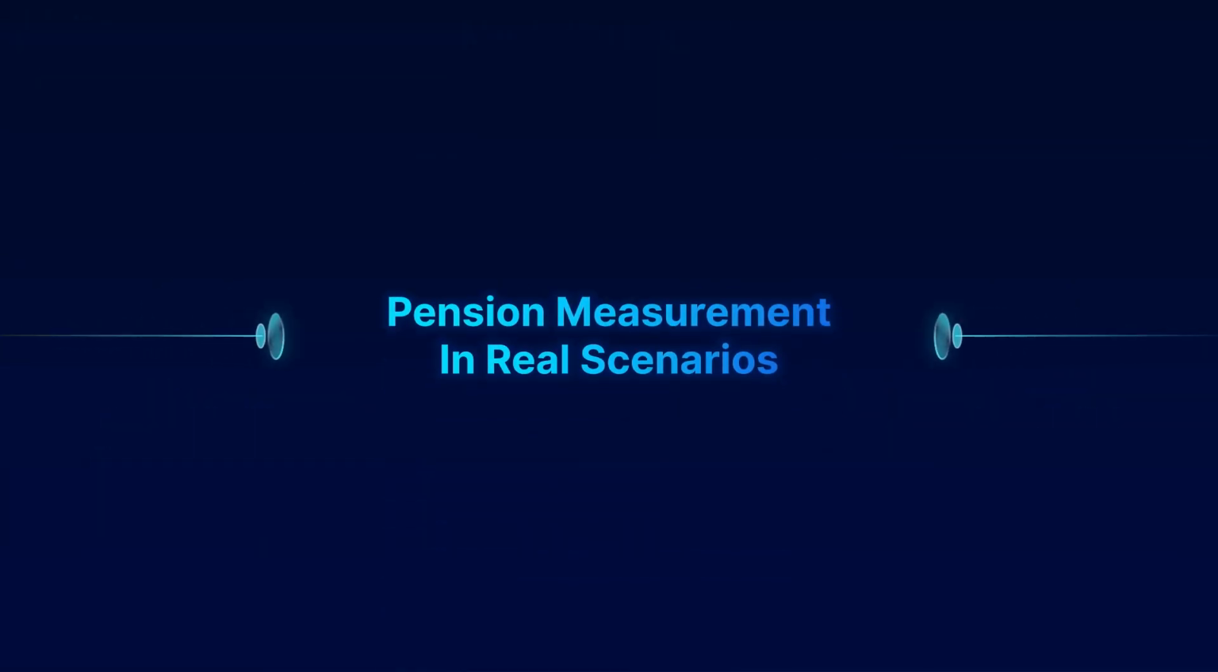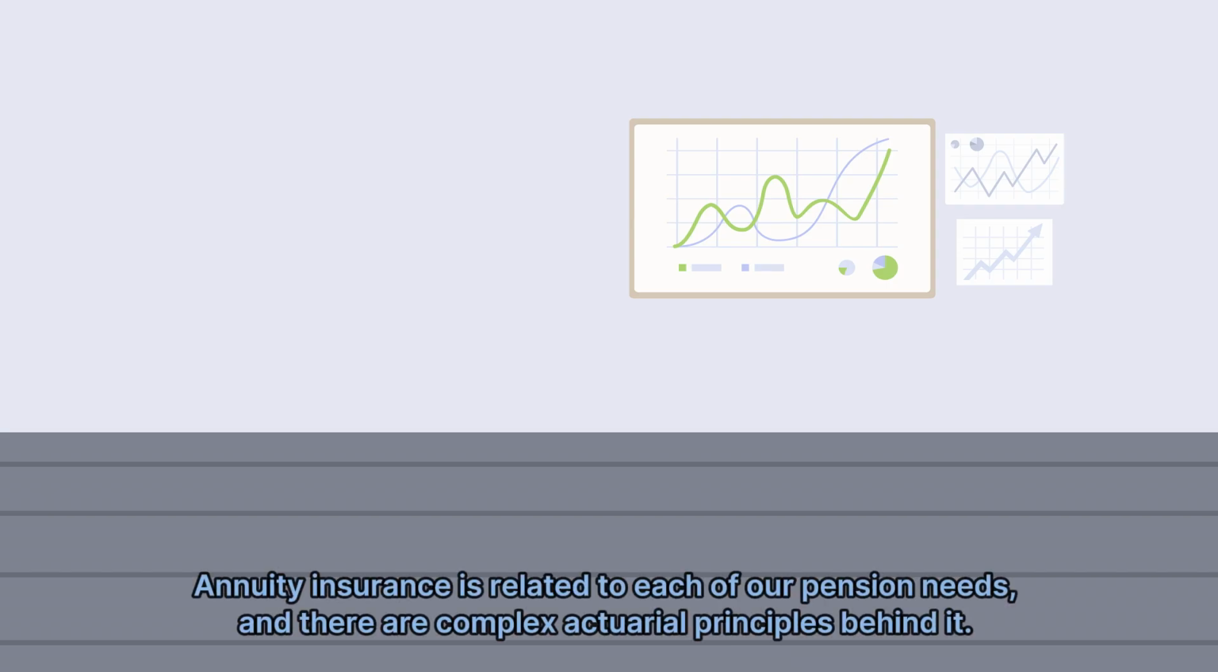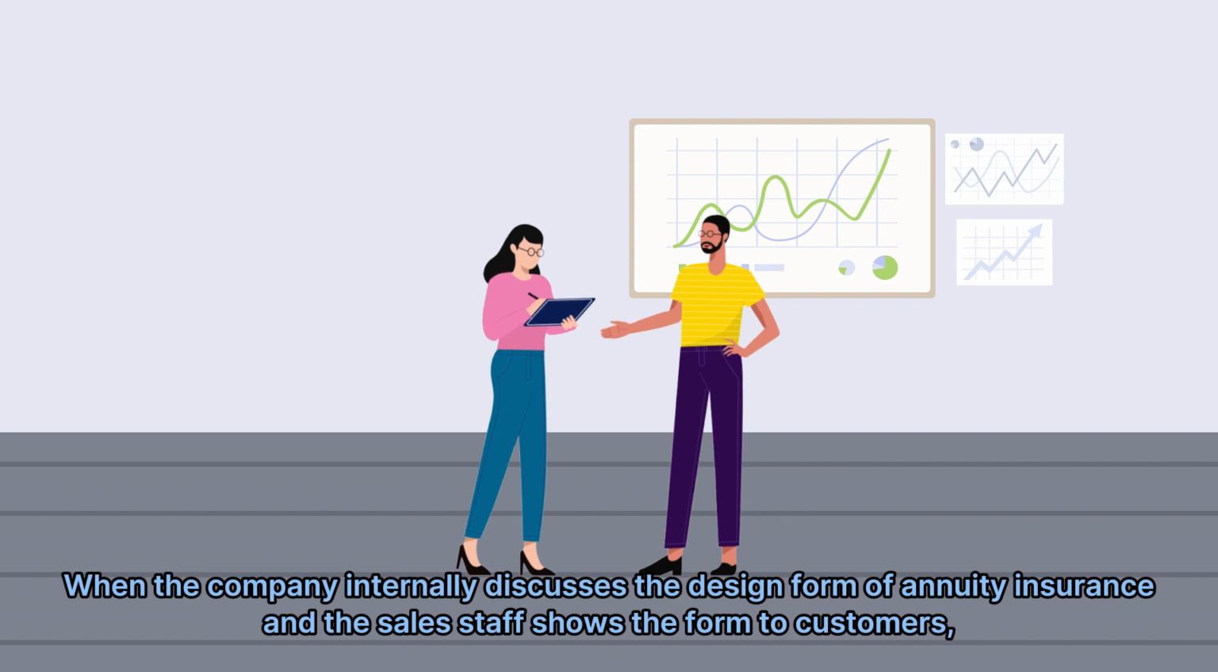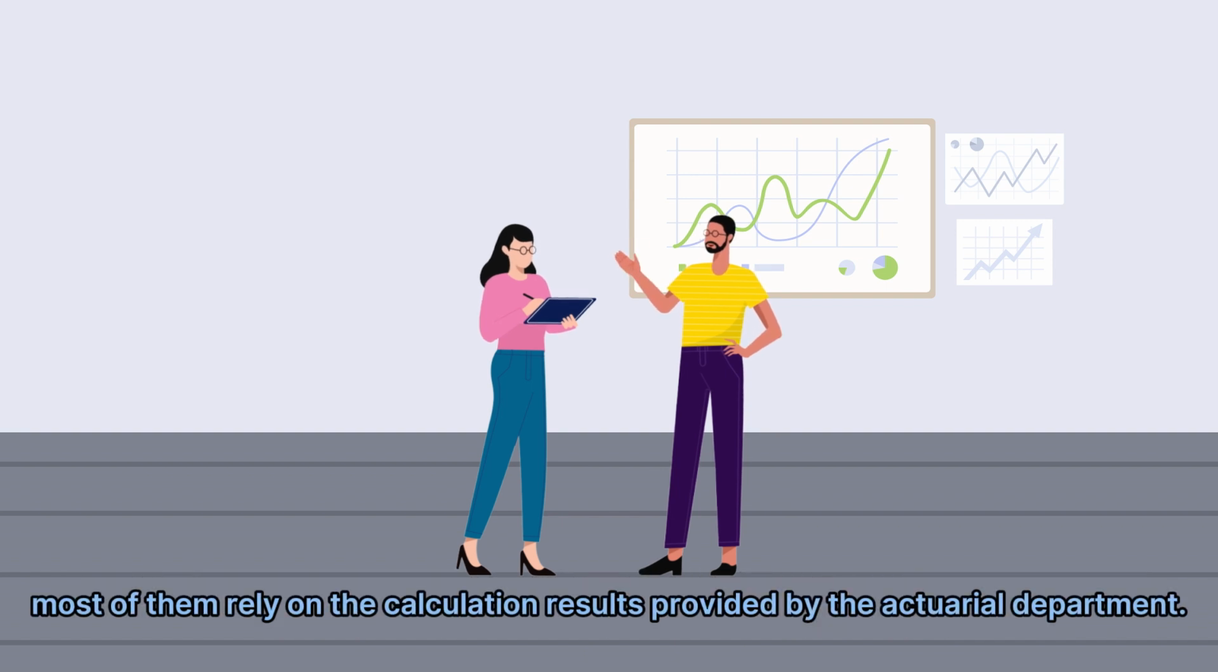Let's take another example of annuity insurance, to take you through the typical use scenario of the Deeplight model of models platform. Annuity insurance is related to each of our pension needs, and there are complex actuarial principles behind it. When the company internally discusses the design form of annuity insurance, and the sales staff shows the form to customers, most of them rely on the calculation results provided by the actuarial department.